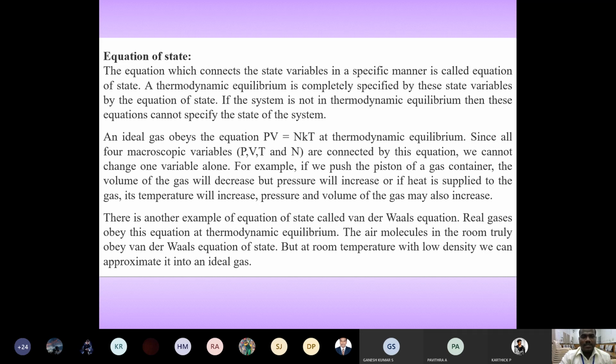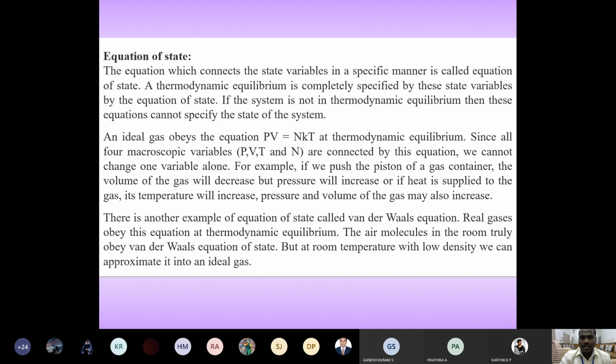An ideal gas obeys PV = NkT. Here k is the Boltzmann constant and N is the number of molecules. We can also rewrite this equation as PV = μRT, where μ is the number of moles and R is the universal gas constant. Also we can have PV = nRT, where R is a characteristic gas constant. So we have various forms of the universal gas equation, but the general equation is PV = NkT.